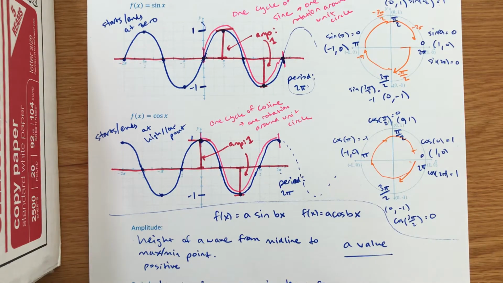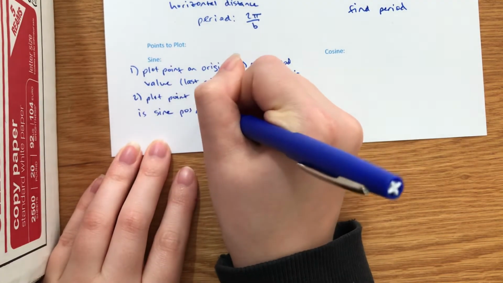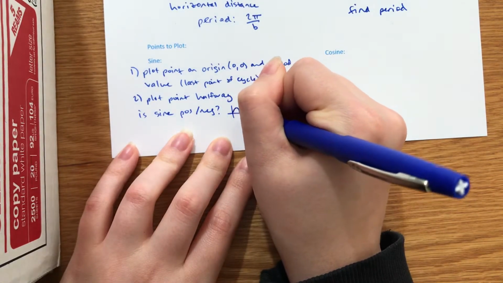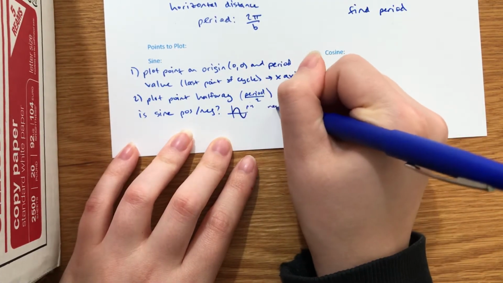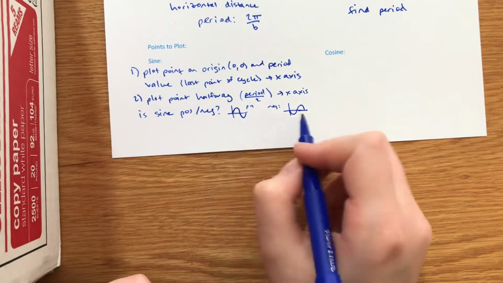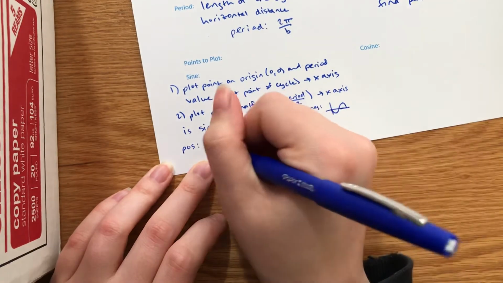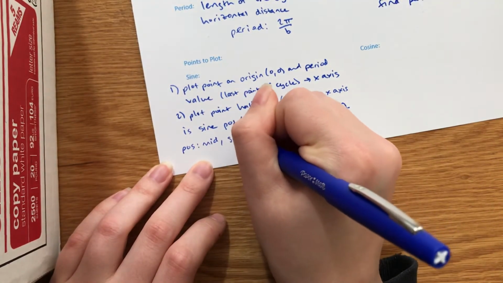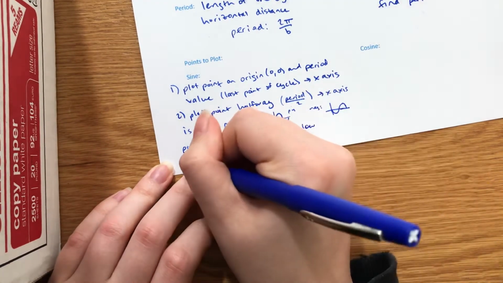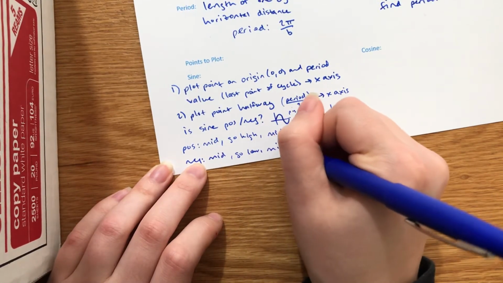Now we have to stop and ask ourselves, is sine positive or negative? If it's positive, it's going to go up, then down. If it's negative, it's going to go down, then up. You need to ask yourself which case you're in. If it's positive, you find the midpoint and then go high, then mid, go low. If it's negative, it's the opposite: you find the midpoint, go low, and then find the midpoint and go high.